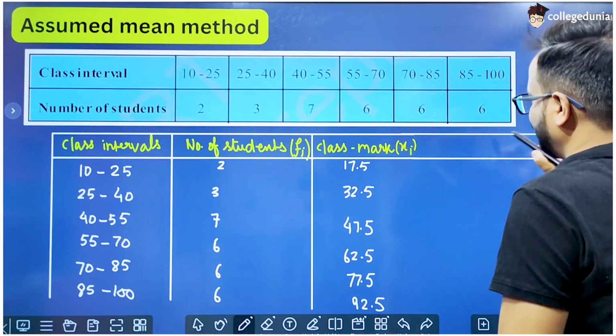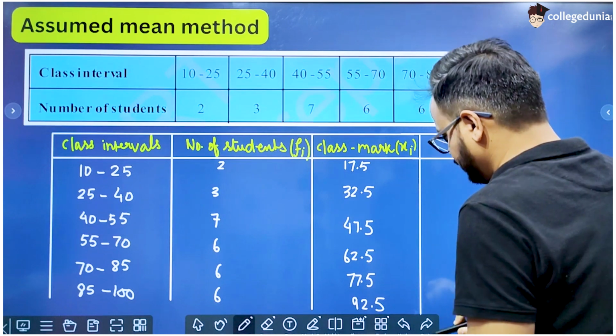Okay, for the assumed mean method, what we will do... wait, no, we will not do that. You have to wait so that I can draw the lines.